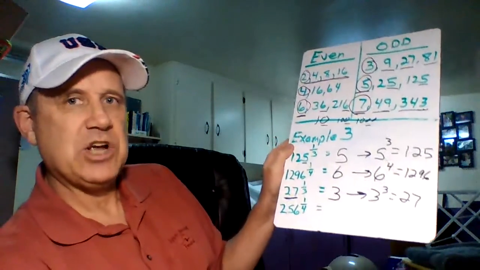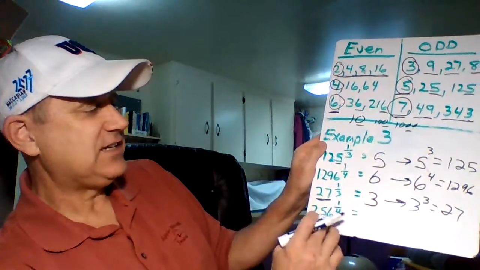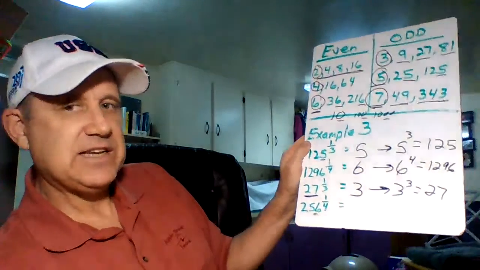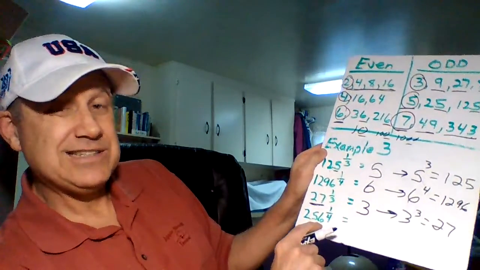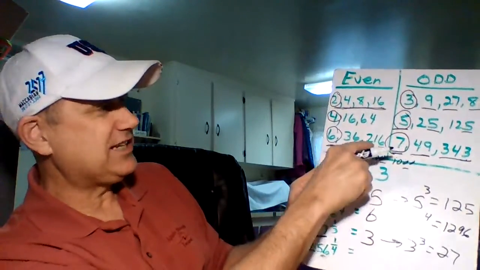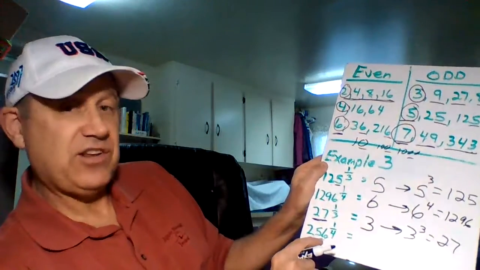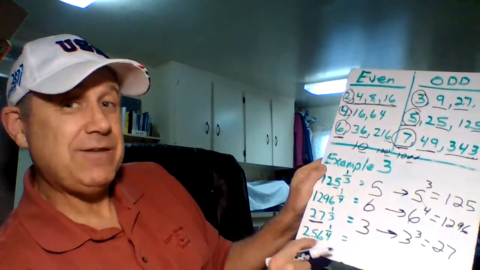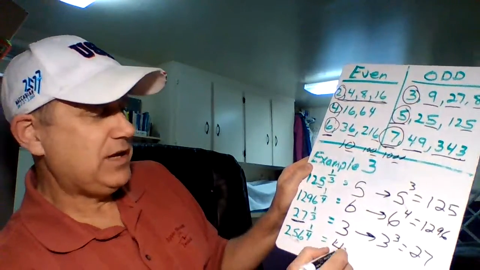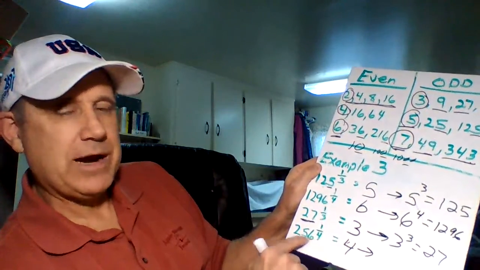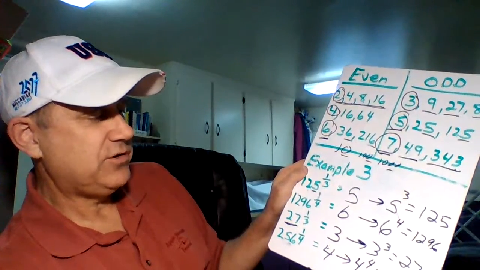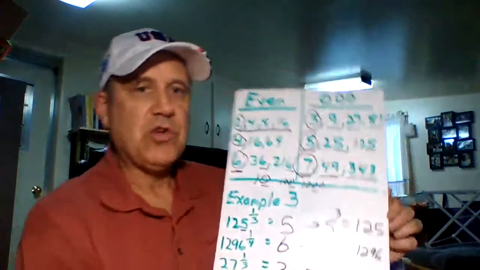Last one, then we'll get you going on your homework. 256 to the 1/4. Well, if it ends in 6, you think that it would be 6. But no, 6 to the third is 216. So 6 doesn't work here, but we know it's going to be even. It actually comes out to be 4. Because we're looking at what number to the fourth power equals 256? 4 to the fourth power equals 256.